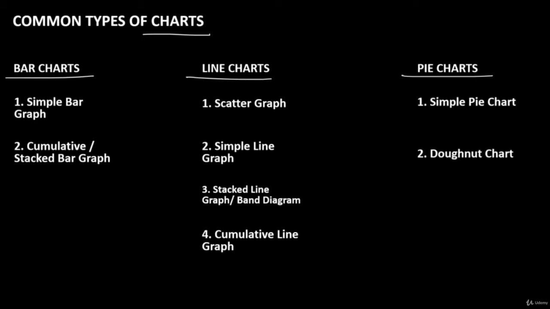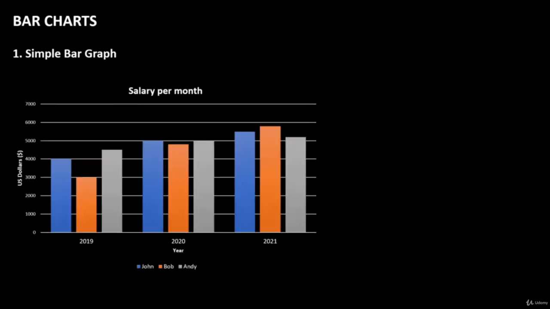Alright, now let's get started with bar charts. We have the simple bar graph coming first. Let's take an example to understand how this looks. Over here, I have the simple bar graph. What are the important things to note? You can see that there is a heading. It says salary per month. That gives me the information about what this bar graph actually talks about.